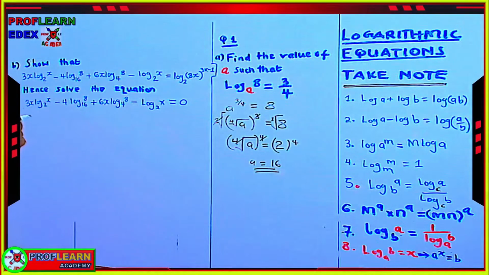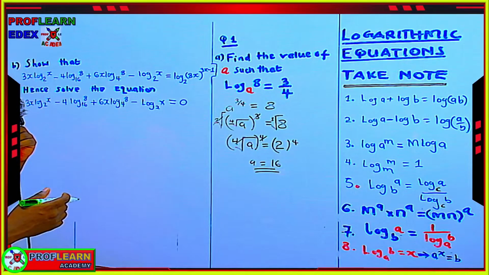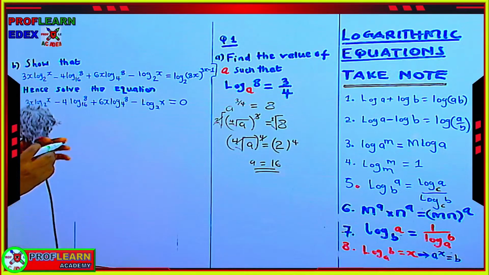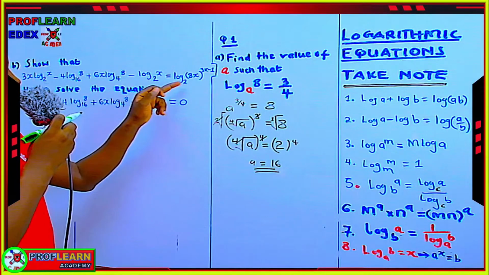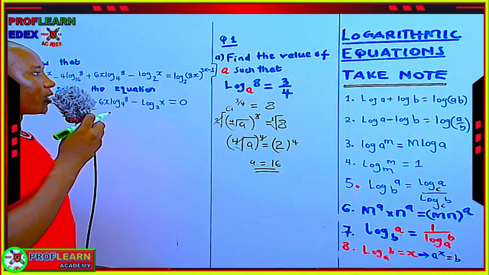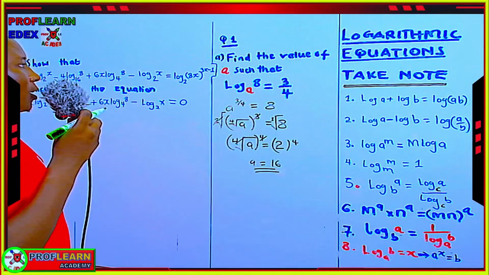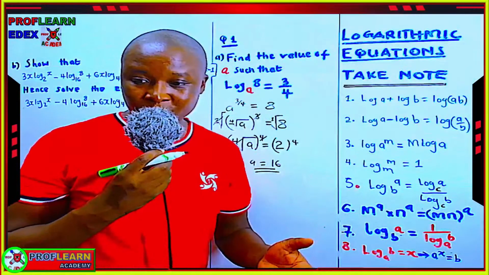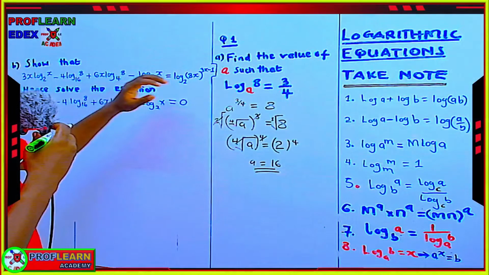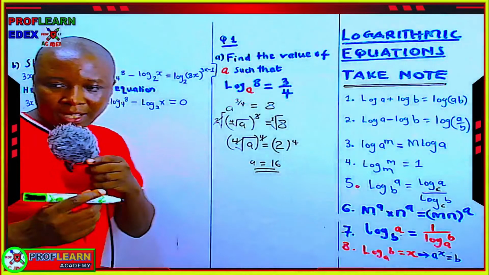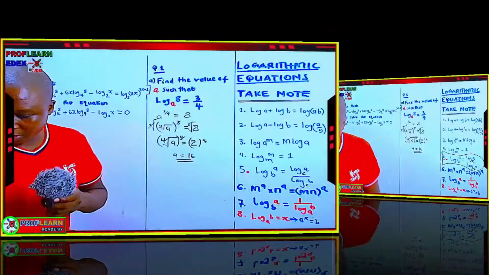The next question is that we need to show that 3x log x base 2 minus 4 log 8 base 16 plus 6x log 8 base 4 minus x log x base 2 is equal to log 8x raised to power 3x minus 1 base 2. So we are going to verify that whatever we have on the left hand side is equal to the right hand side. How are we going to go about this particular question? Now, follow with me here.